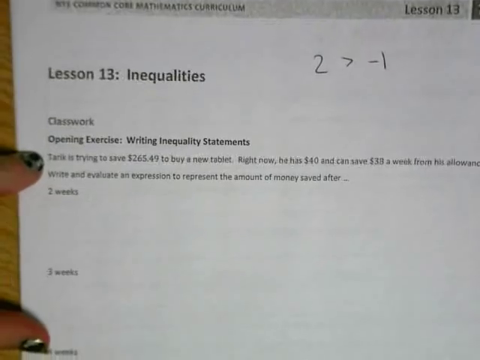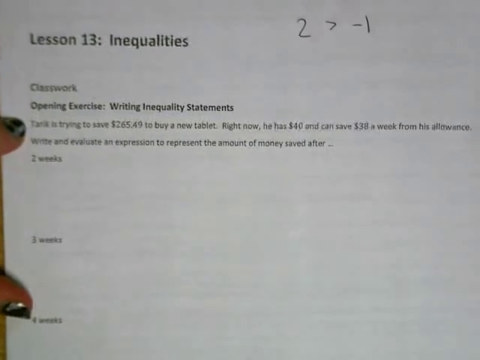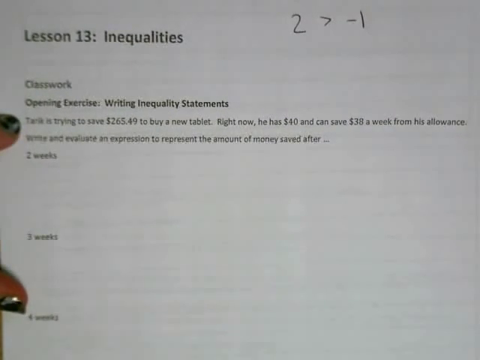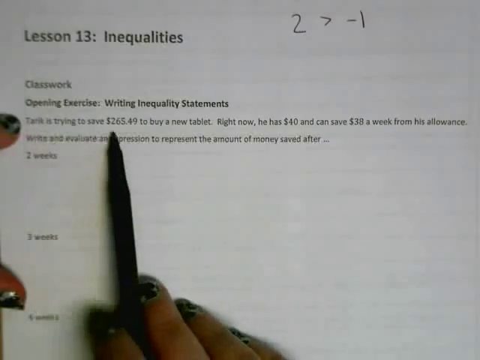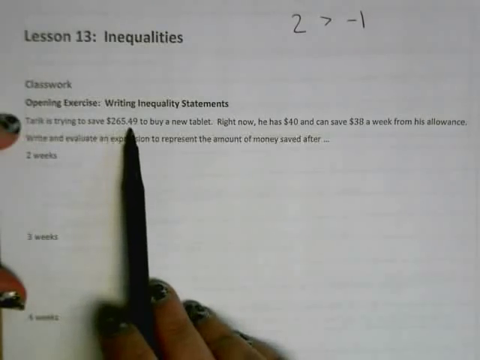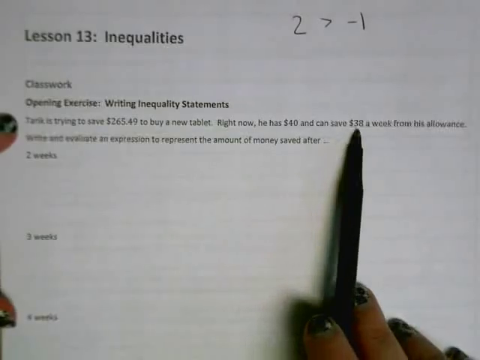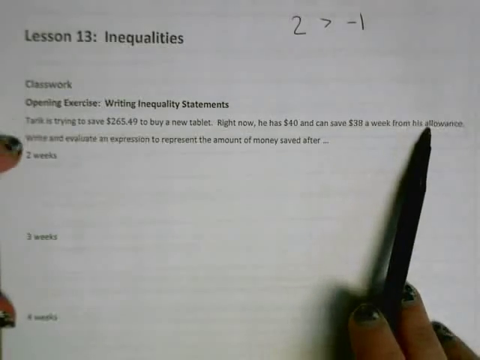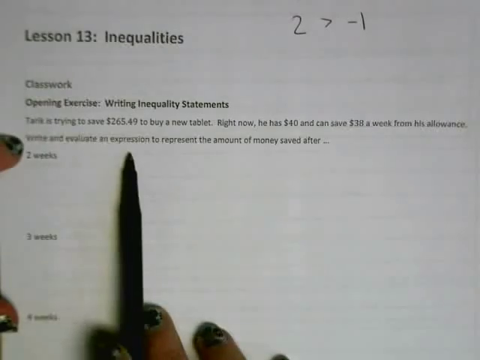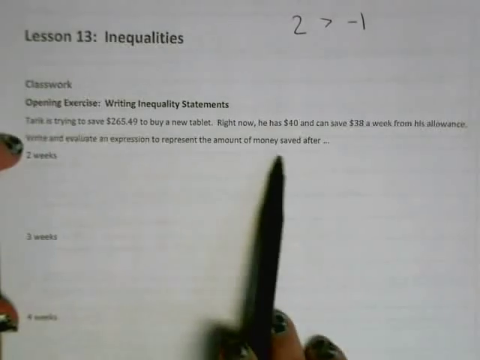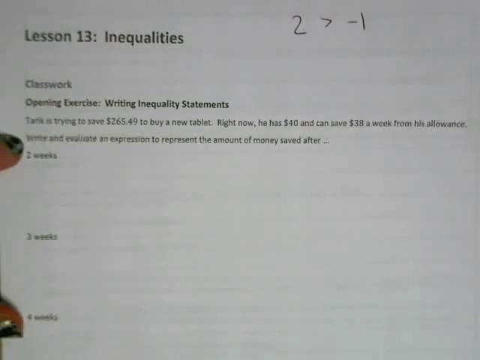So we're on page 20 right now in the packet, and we're going to look at this example right here. It says, Tarek is trying to save $265.49 to buy a new tablet. Right now, he has $40 and can save $38 a week from his allowance. It says, write and evaluate an expression to represent the amount of money he has saved after 2 weeks, after 3 weeks, after 4 weeks.